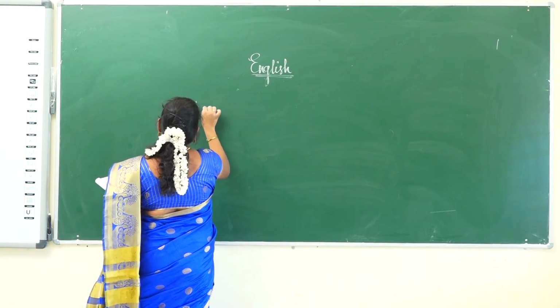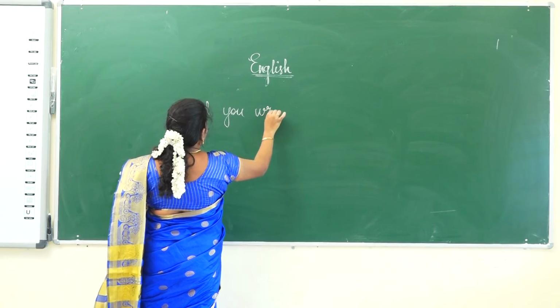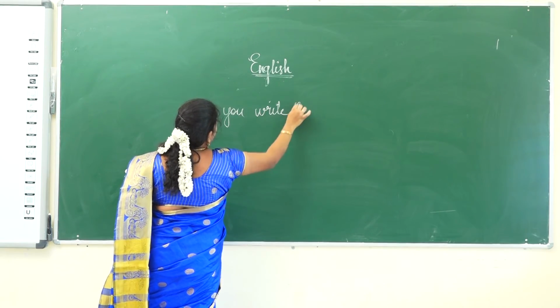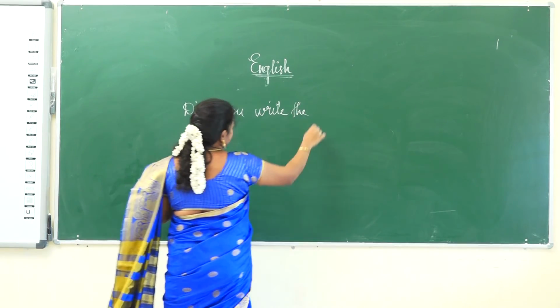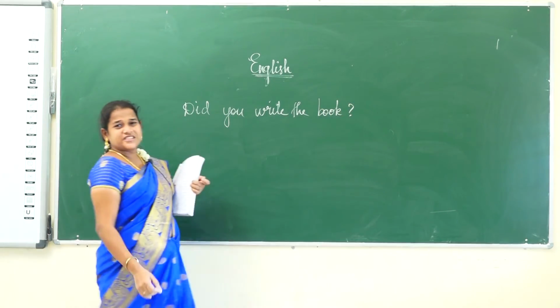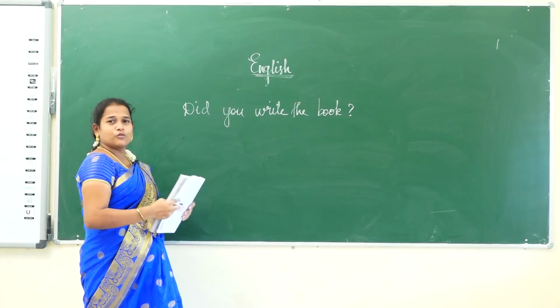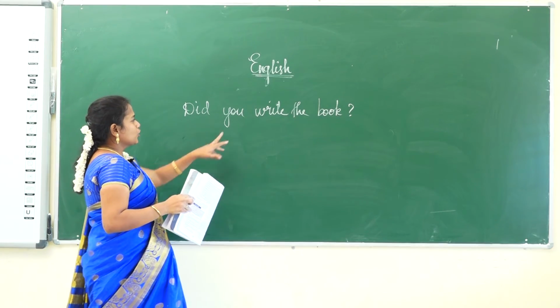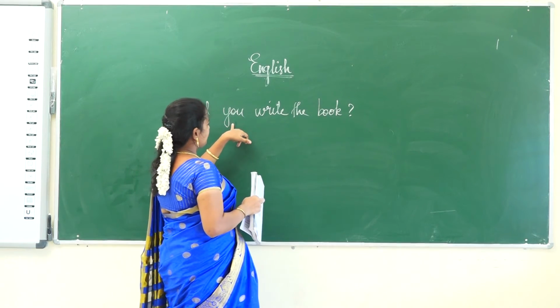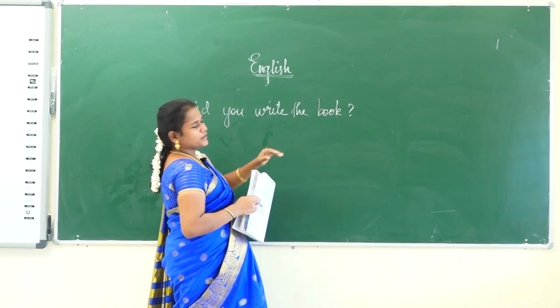Did you write the book? Yes. You find out which type it is. It is a yes or no question. Okay. Then how will you change it? As it is, did is a verb, you is the subject here, write is a verb, the book is the object.